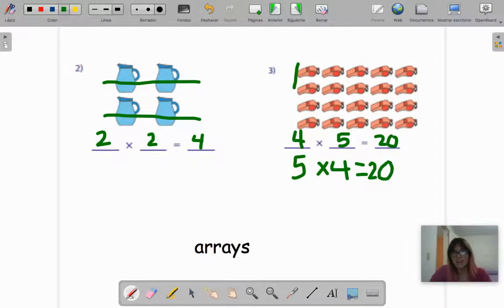Okay, first I put this side, that it was 4, 4 times 5. But now first I put this side. There are 5, so I put the 5. And on the other side, there are 4. Okay? Let's go to the next example.